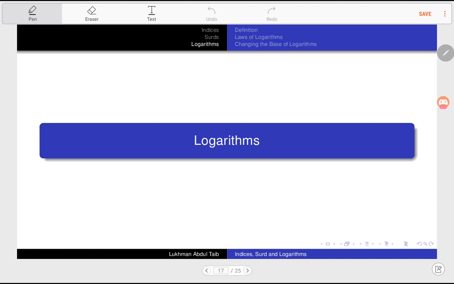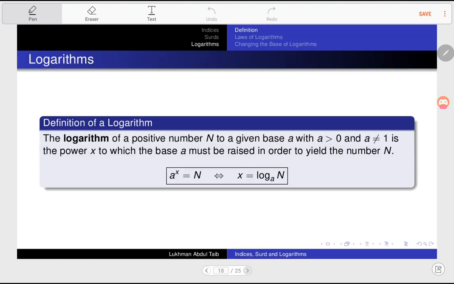So in the previous videos, we already discussed indices and sets. For this video, we will go into the last part of the subsection, that is logarithm. Alright, without further ado, let's go into the topics.